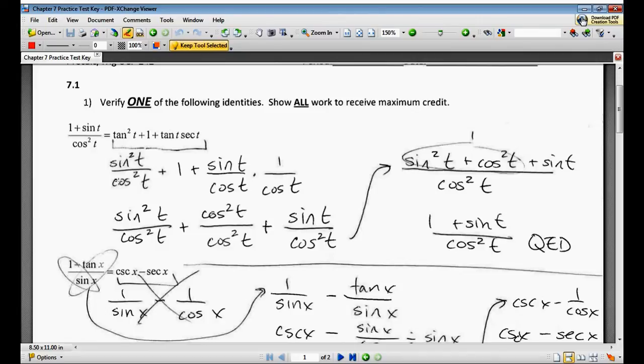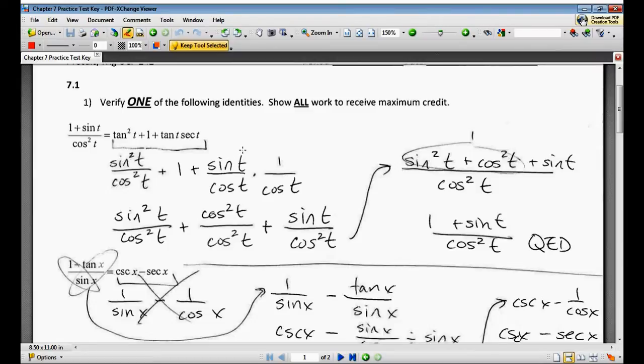So tangent turns into sine over cosine. Since it's squared, these are both going to be squared. I have 1, and then I have a product over here. So tangent is going to be sine over cosine. Secant is 1 over cosine. So I looked at what I have here. I'm going to have to multiply these two things together. So that's going to be sine over cosine squared. And it occurs to me then that I have two cosine squared fractions.